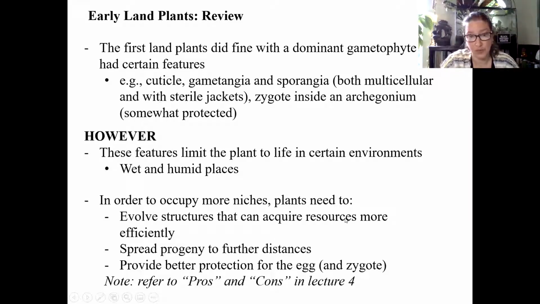If you guys also remember, in lecture 4, we talked about the important characteristics of non-vascular plants versus vascular plants and the pros and cons of each type of plant. So you could refer back to lecture 4 for more information about that.